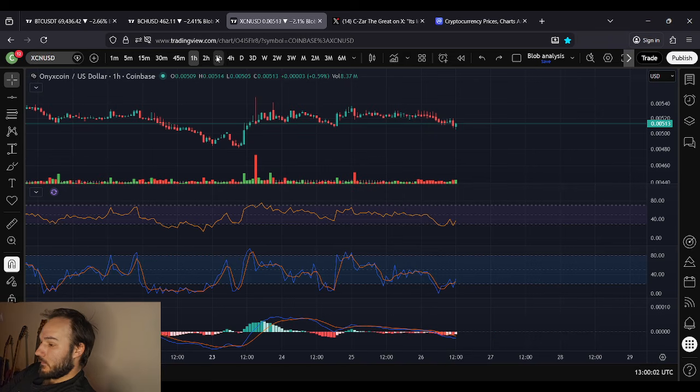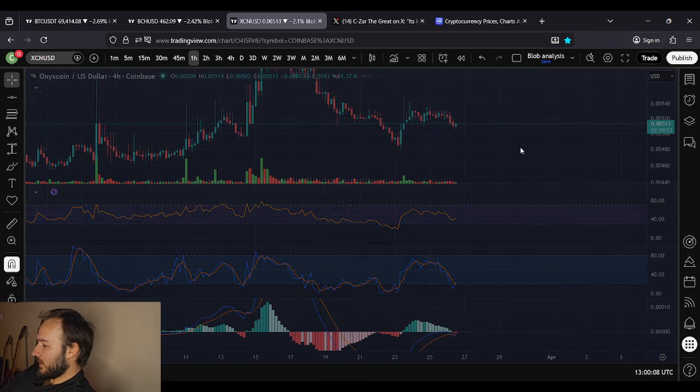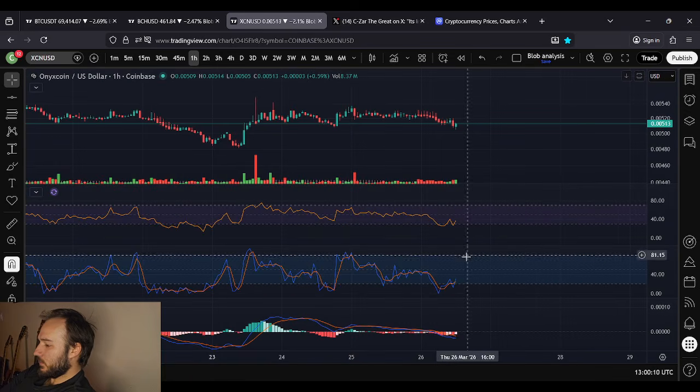If we're looking at this on the four hour time frame, oh look, we actually just ended that hour, didn't we? Yep, we did. So we got the bullish divergence. That's nice, official.